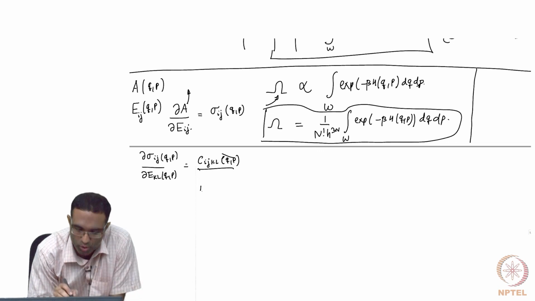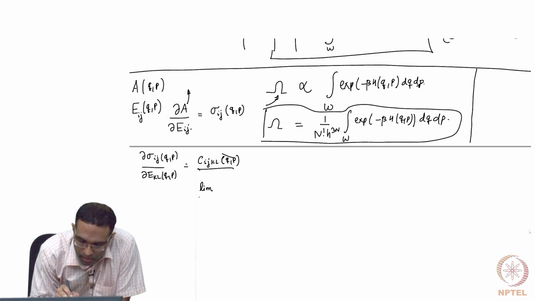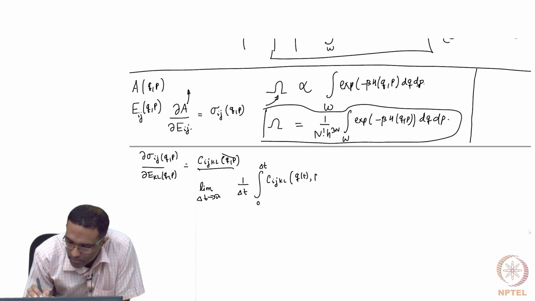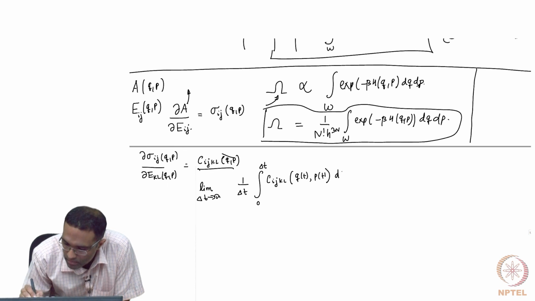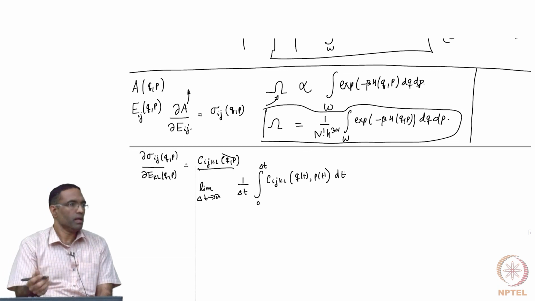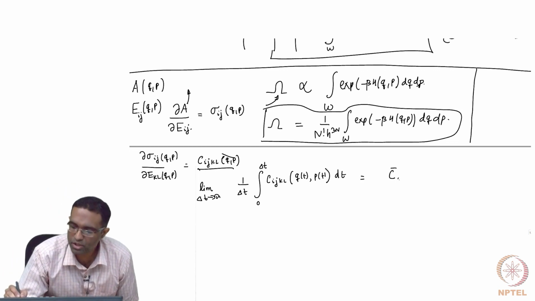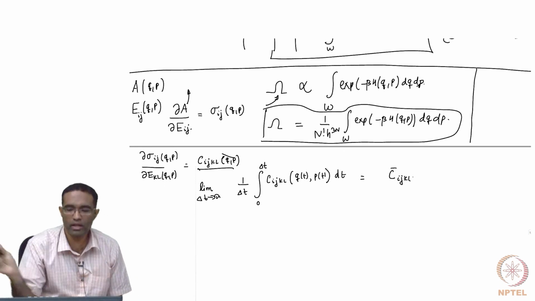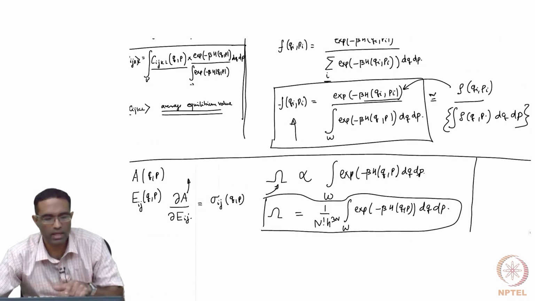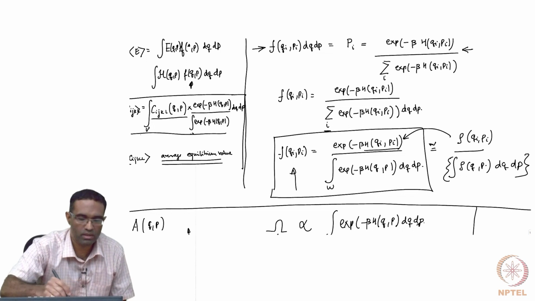In molecular dynamic simulations, what you can do is take the limit over long time of the integral from 0 to delta t of Cijkl, with q as a function of time and p as a function of time, dt. This can be done in order to calculate the time average. So, for time long enough, we say that the time average and the phase average are both equal. This and this are both equal.